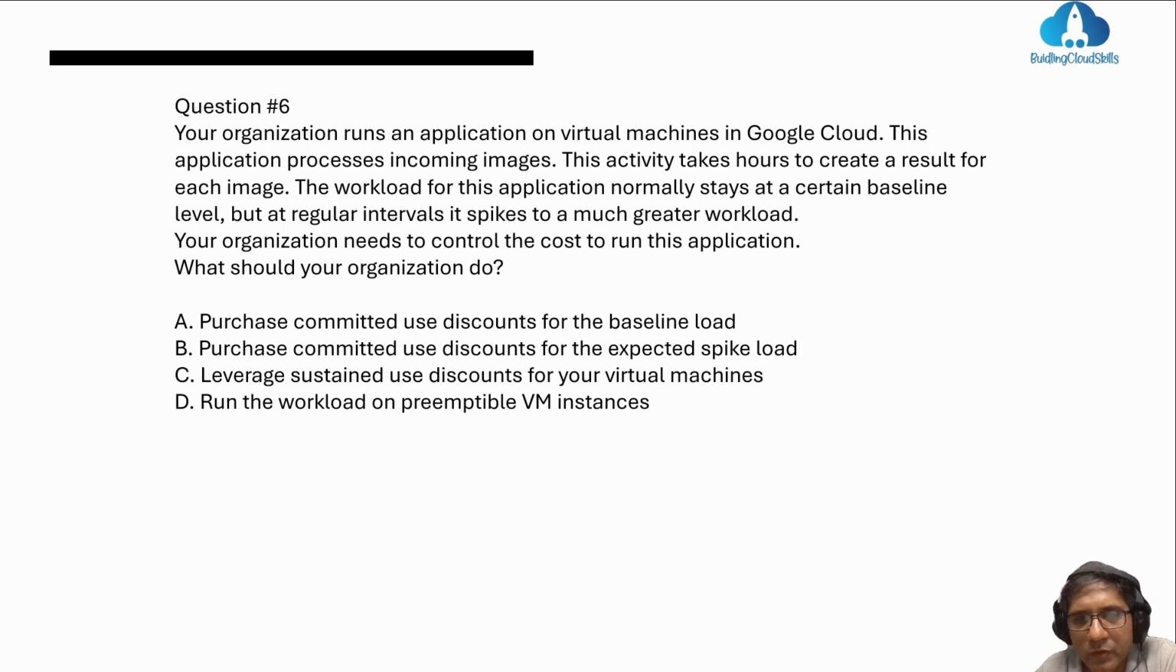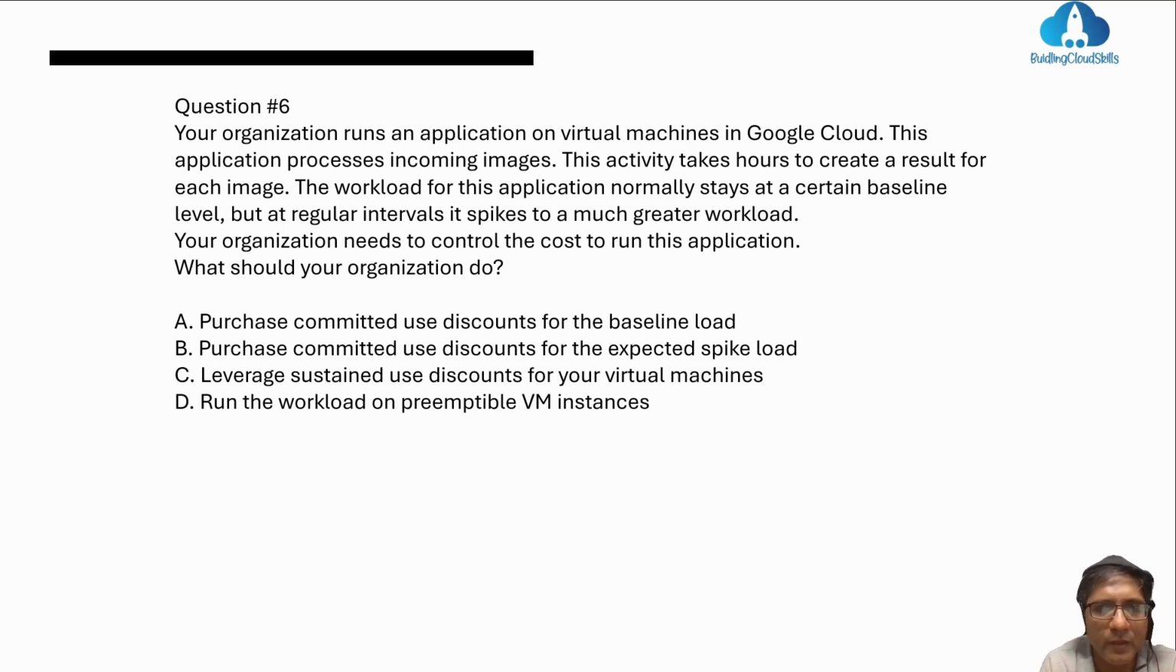Now, in this question, they have not spoken about the capability to handle any kind of interruption. Since they have not mentioned that, preemptible is out. So you're left with three options. Committed discount has two possible options pointing at it: the first says to take it for baseline, the second says committed discount for spike. Now, committed discount is a contract. You sign generally and then you use it for a period of time, 1 year, 3 year kind of contracts. So it will make sense to go into a contract for baseline load, not for the spike load, because spike load is not going to be always there.